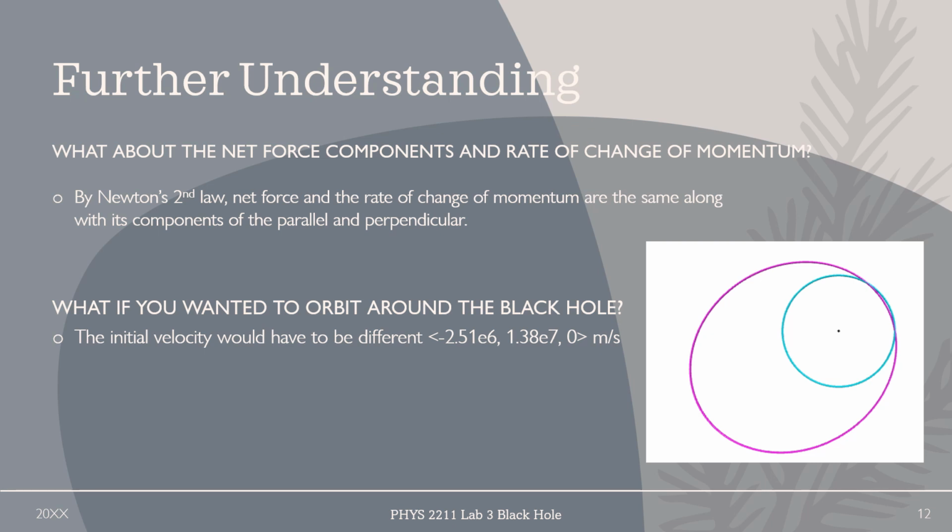Well, for this, you'd have to change the initial velocity to be negative 2.51 e to the 6th, and with a y velocity of 1.38 e to the 7th meters per second.